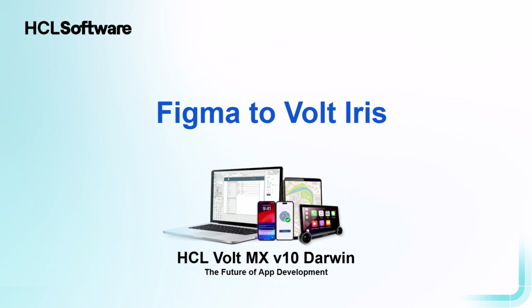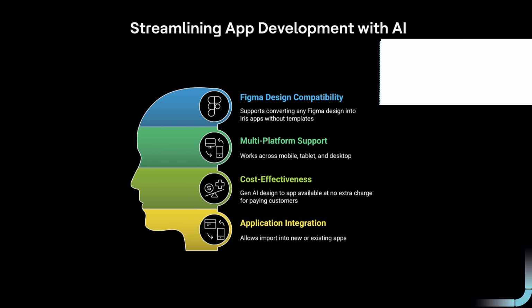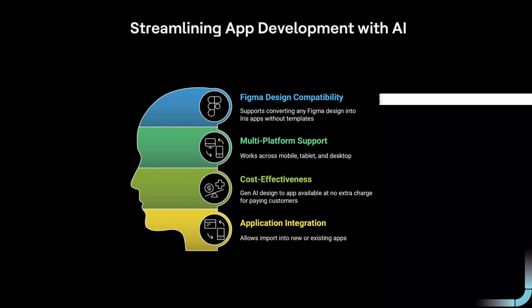Hi everyone. Today we are going to take a look at a feature introduced in the Voltamex v10 Darwin release, converting Figma designs directly into Iris, which is our IDE. In this video, we'll cover what this feature is, how it works, and walk through a demo showing how it can significantly speed up application UI development. So let's dive in. So what does this feature actually do?